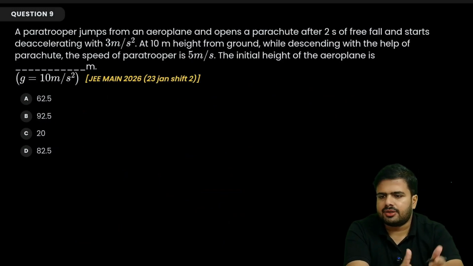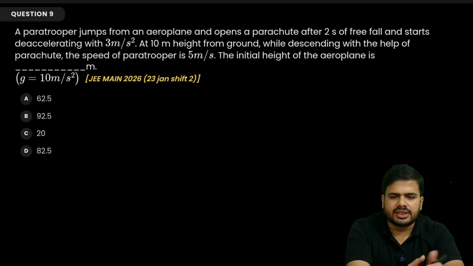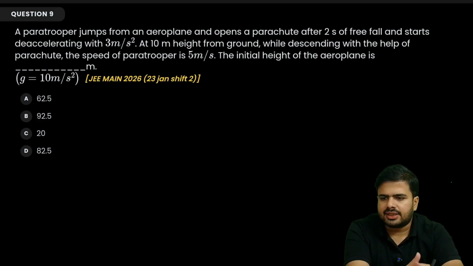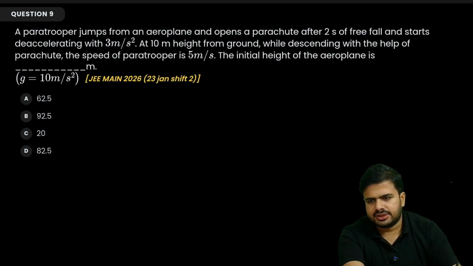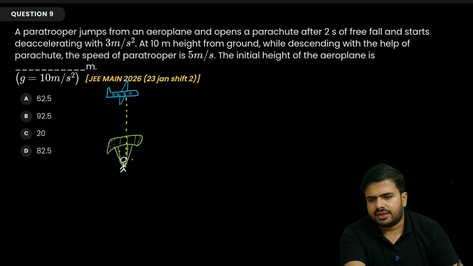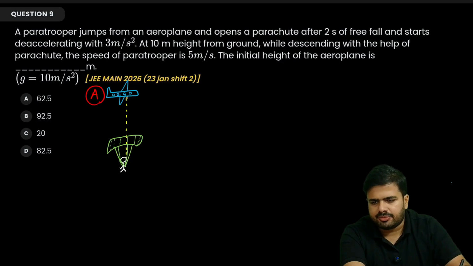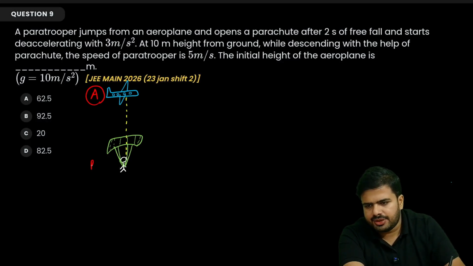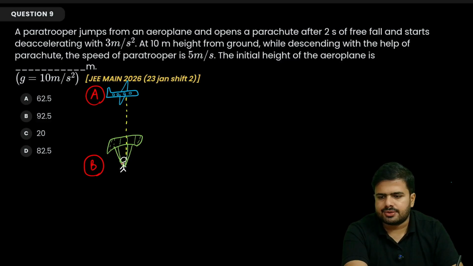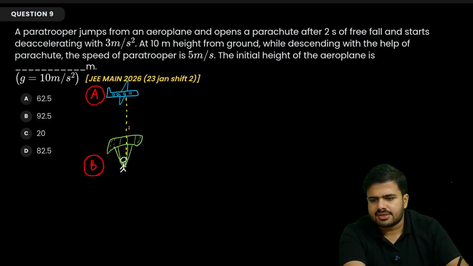Here the question is: a paratrooper jumps from an aeroplane and opens up the parachute after 2 seconds of free fall and starts decelerating at 3 meter per second square. Okay, now analyze the question. Suppose this is the aeroplane and let us take this as point A. From here the paratrooper jumps, and at point B, suppose the paratrooper opens the parachute. So during this time from A to B, he would be under free fall, which means the acceleration experienced must be g in this zone.